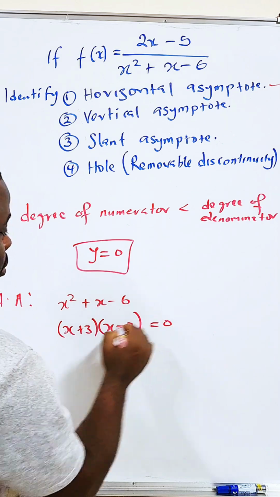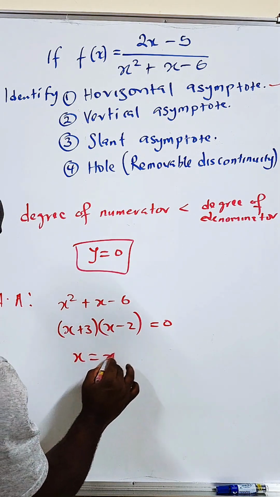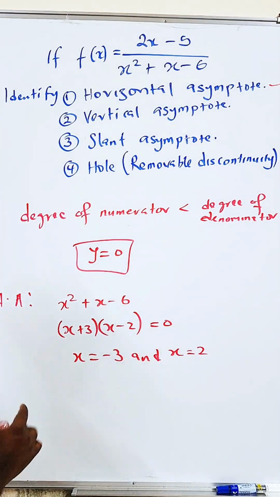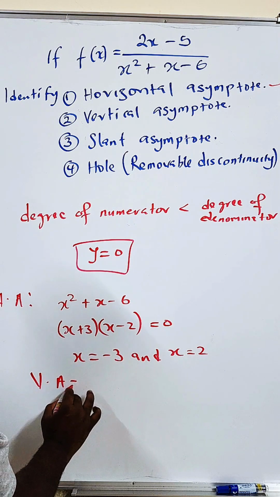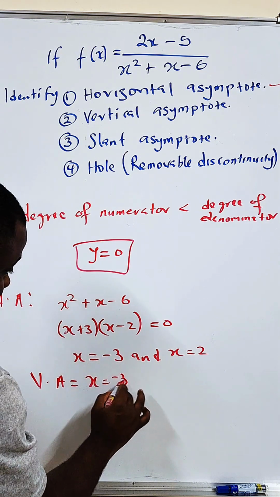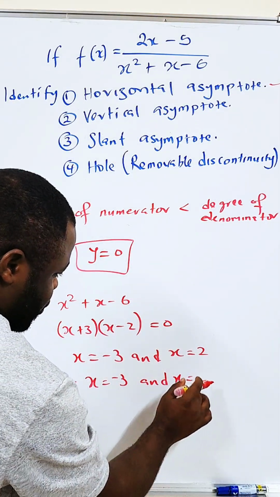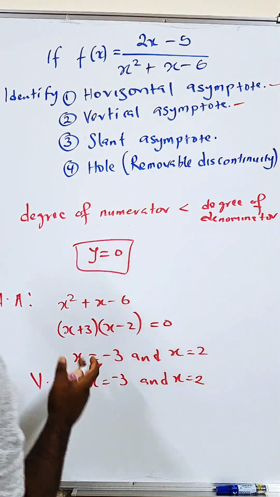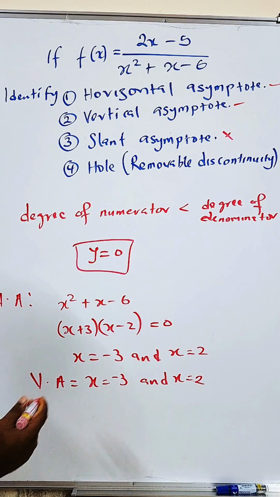We now equate them to 0, okay? So we say that x equals negative 3 and x equals 2. All right, so my vertical asymptotes are at x equals negative 3 and x equals 2. Since we have a horizontal asymptote, we cannot have a slant asymptote.